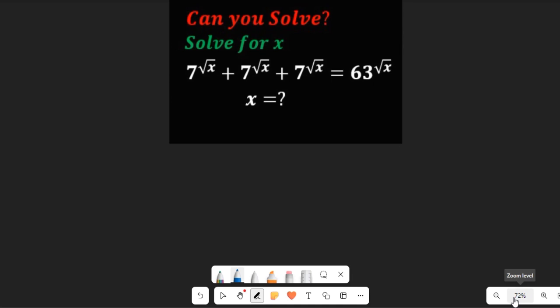We are asked to solve for x: 7 to the power of the square root of x plus 7 to the power of the square root of x plus 7 to the power of the square root of x equals 63 to the power of the square root of x. Find the value of x.